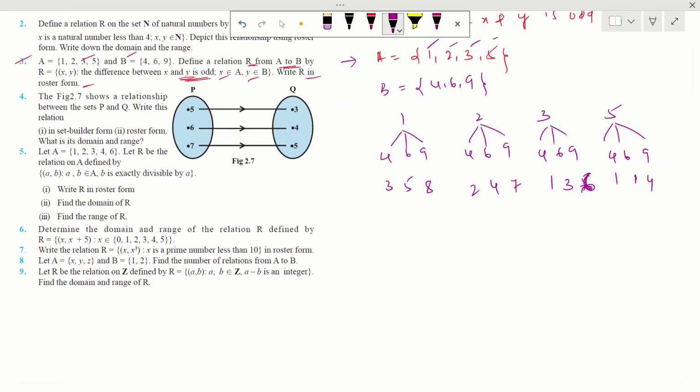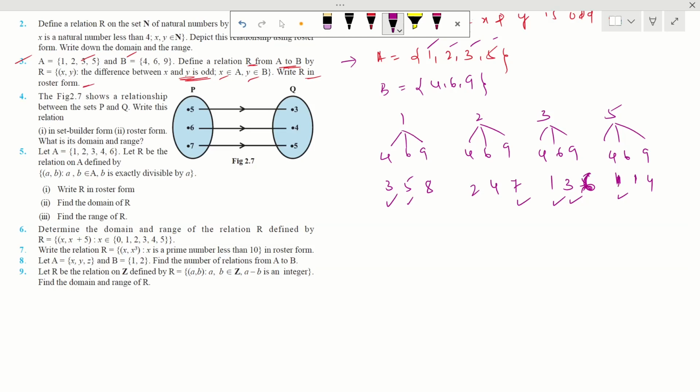Now which are the odd values we are getting here? Odd values 3, 5, 7. 1 is an odd value, 3 is an odd value, 1 is an odd value, and 1 is also an odd value here. But 1 repeats here. If it repeats, we don't have to take it again; we take only one value.